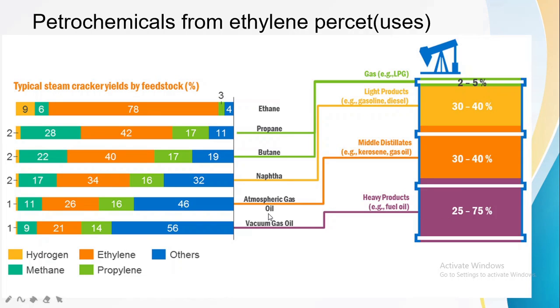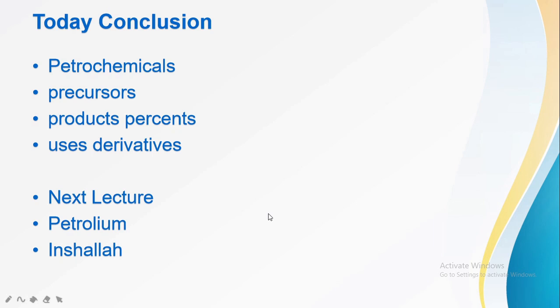In this way, today you learned about the petrochemicals, then the precursors, what the precursor products are, how much percentages, and the uses of the derivatives. In the next lecture, you are going to learn about petroleum, inshallah.